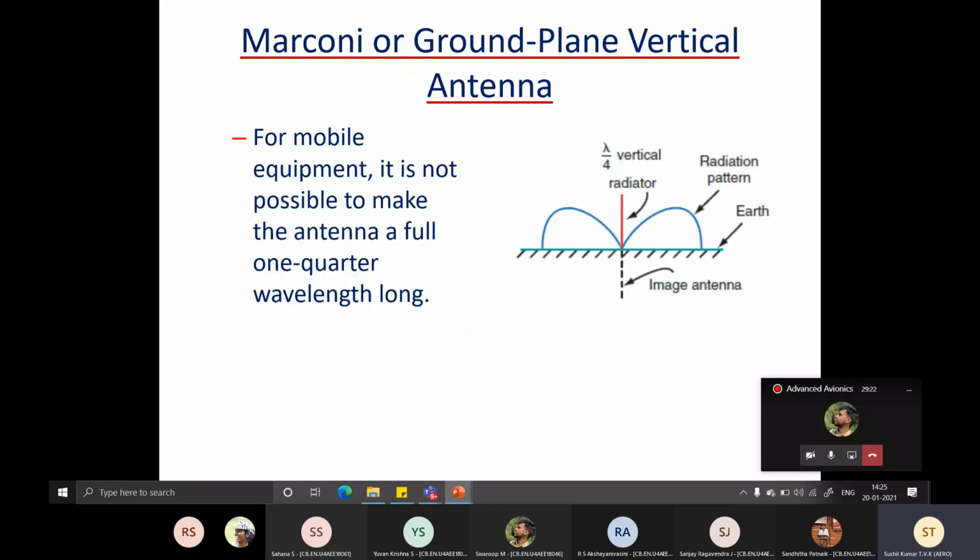The radiation pattern for a lambda by 2 antenna was a figure of 8. Definitely you can't have a figure of 8 here, but instead you have this sort of lobe pattern for lambda by 4 antennas.